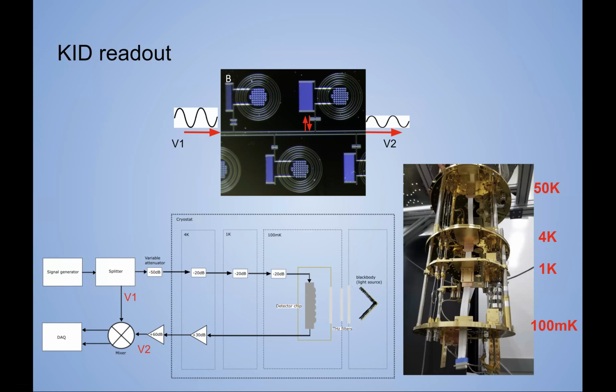Here's a picture of our actual cryostat setup so you can understand these different stages. We start at the top at 50K, and then each stage progressively cools down more and more until the detector stage at 100 millikelvin. So basically you're coming in the top here, going down the stages, it goes to the chip, which is mounted somewhere down here, and then comes back up with some amplification and attenuation in between. And then all readout happens out here.